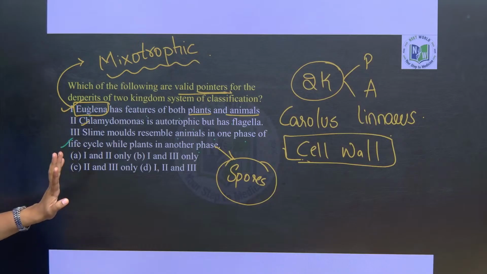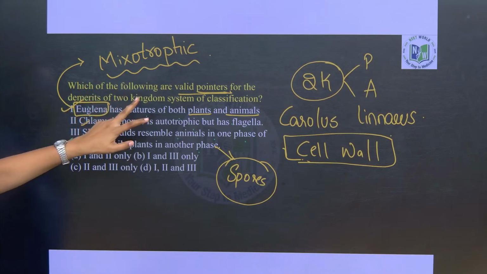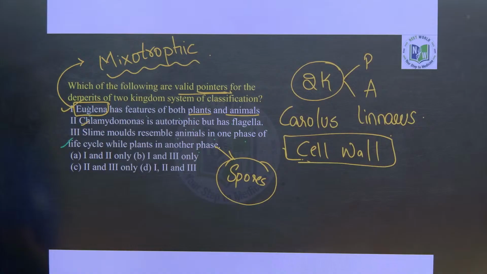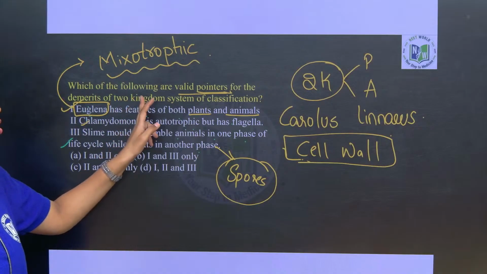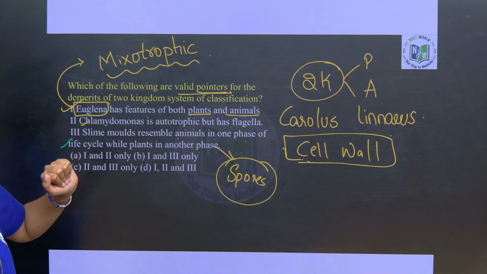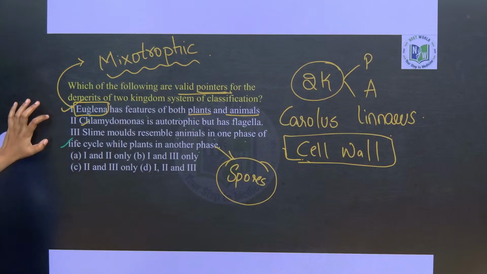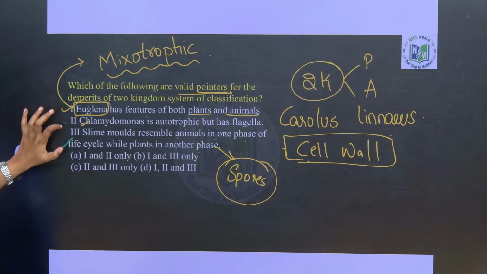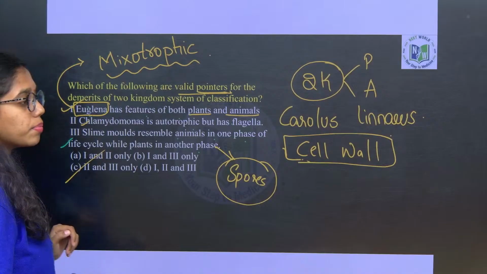So, here what we have to identify is the valid pointers for the demerits of the two kingdom system of classification. Demerits for this specifically include 2 and 3. So, we have to go with option C.